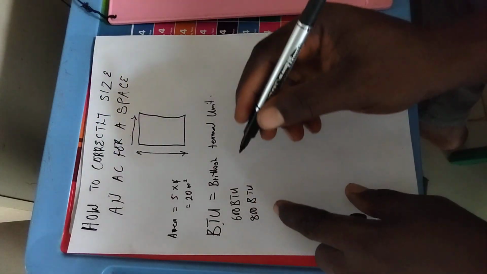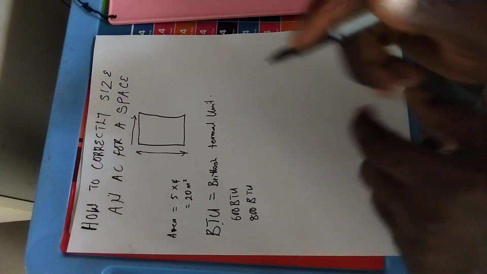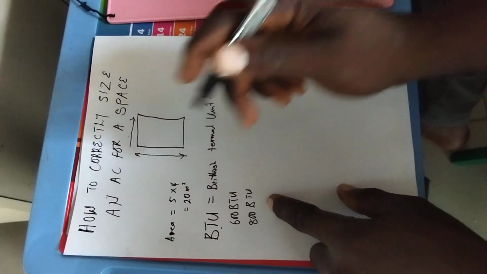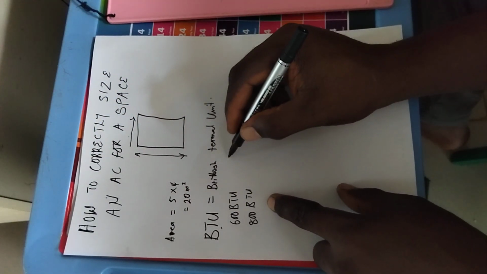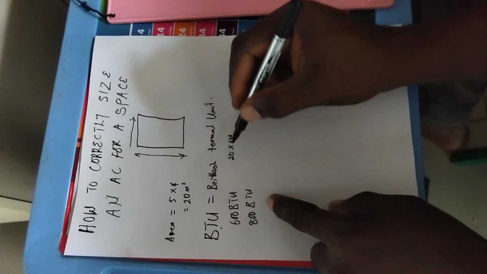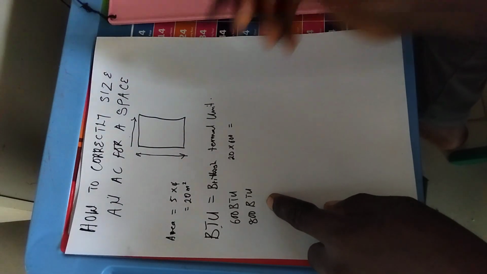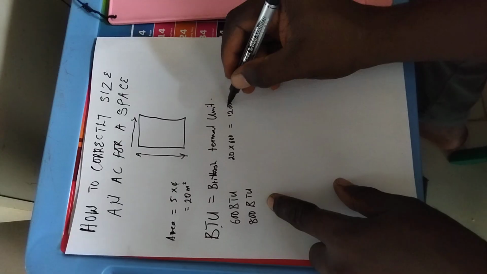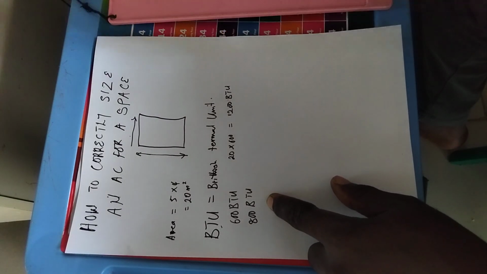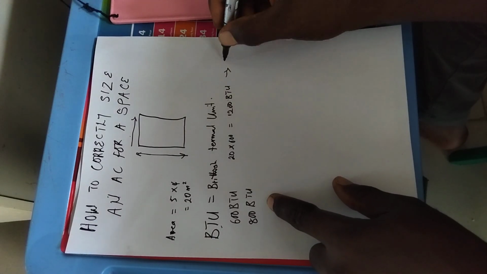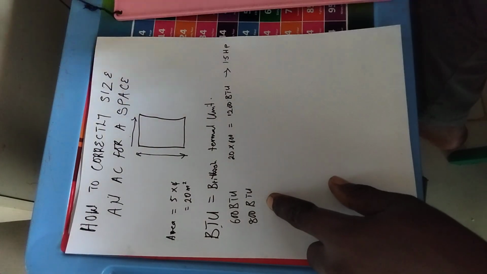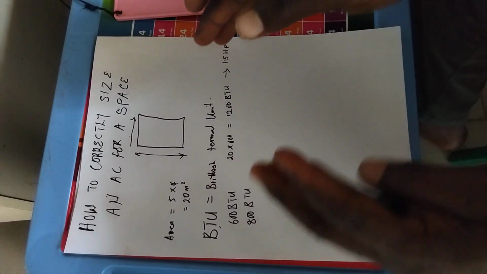Now, let's say we are dealing with 600 BTU. We now have to multiply it with the room size, which is the area of the room. The room size is 20, and we are dealing with 600 BTU. This times this, you see that you are getting 1,200 BTU. This 1,200 BTU is equated to 1.5 horsepower. That is how you can size an air condition.